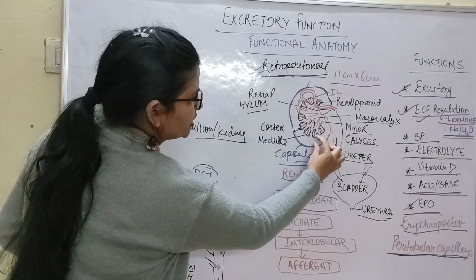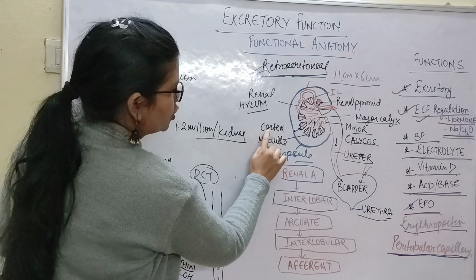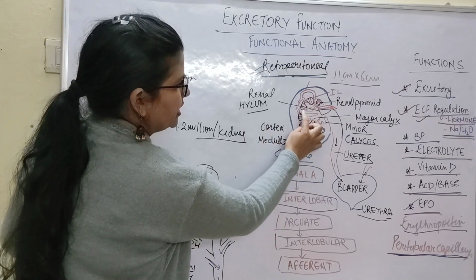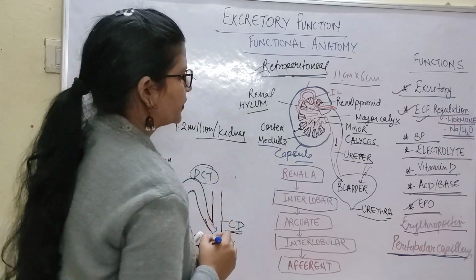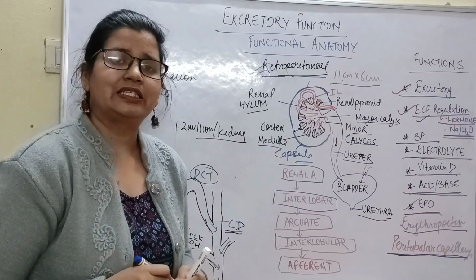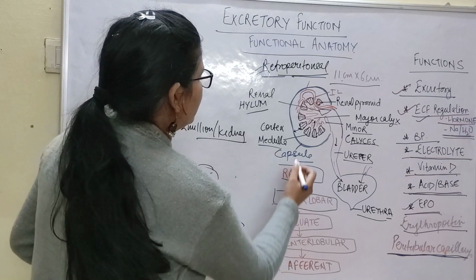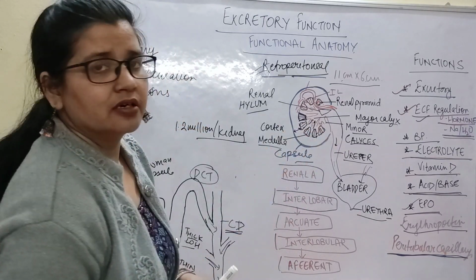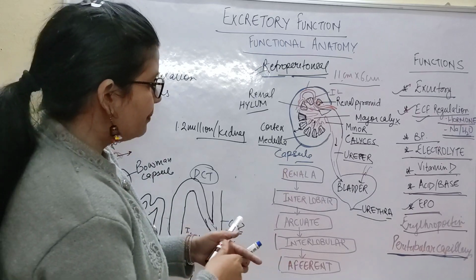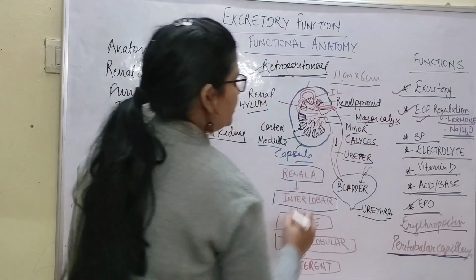One is the outer structure, which is the plain one. This is called the cortex. And the inner structure, which is the striated structure, is called the medulla. Within the medulla, you can see there are structures which resemble a pyramid. So these are called renal pyramids. Can you see? Renal pyramid.